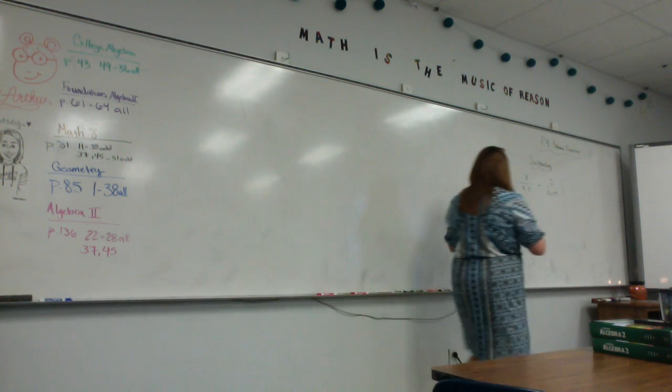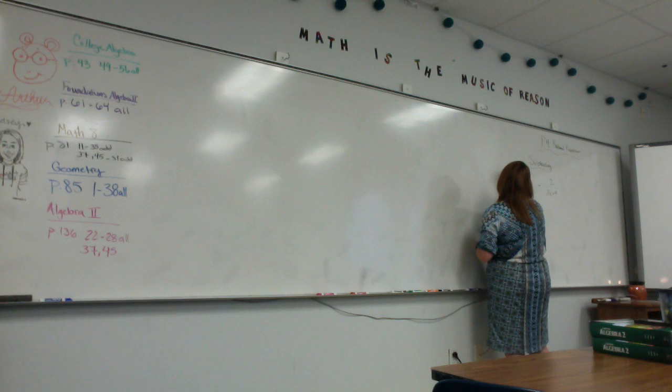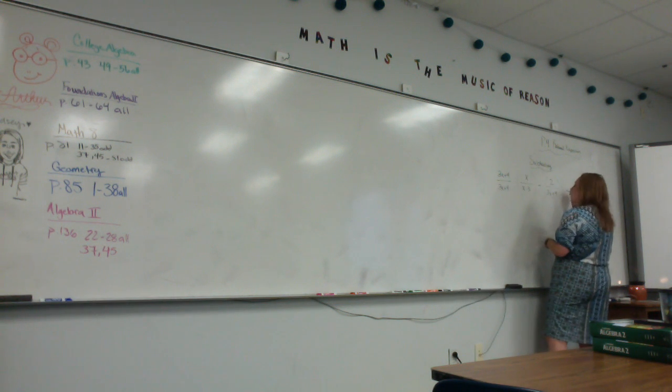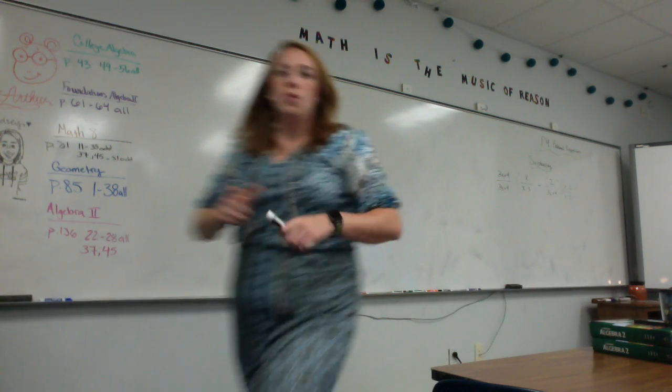There's no other way. So to get this side to have 3x plus 4, you have to multiply the top and bottom by 3x plus 4. To get this side to have x minus 3, you have to multiply the top and bottom by x minus 3. Okay, so we're going to do that.